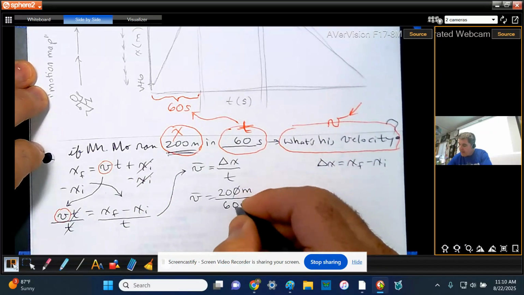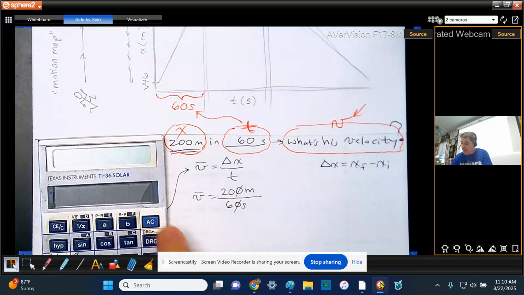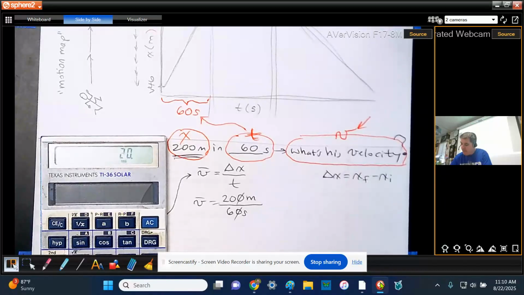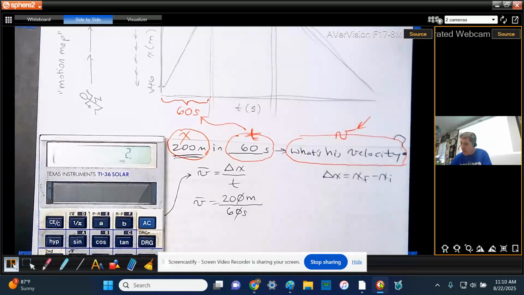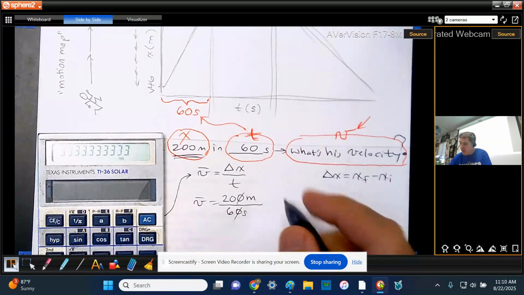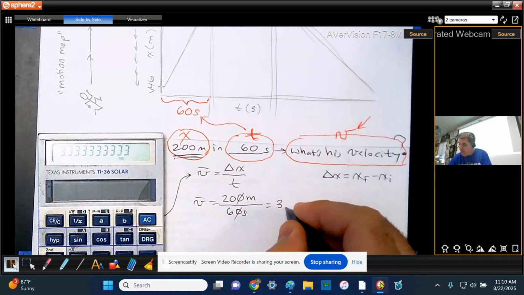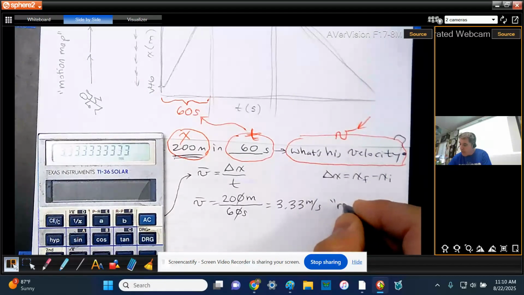And so that cancels that. I get my calculator and I get 20 divided by 6 equals 3.33. I didn't have to cancel the zeros. I could just do 200 divided by 60 and I get the same answer, 3.33. So I get 3.33 meters per second, and this is when I'm running.